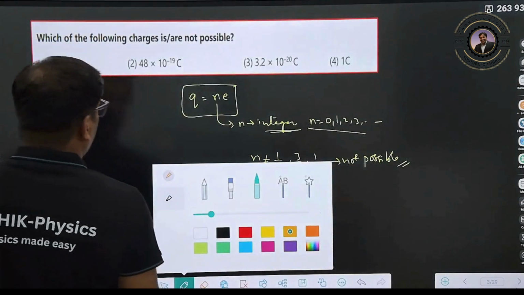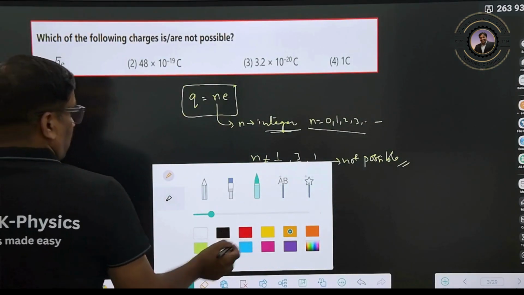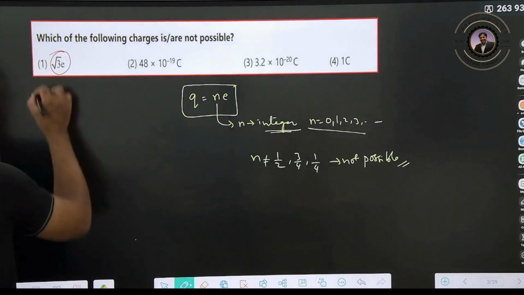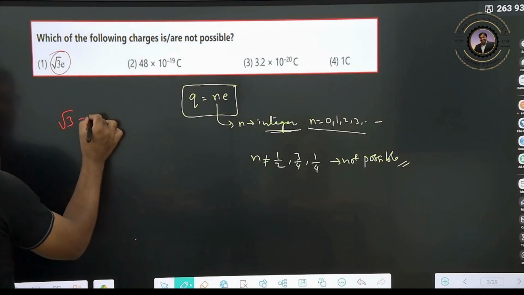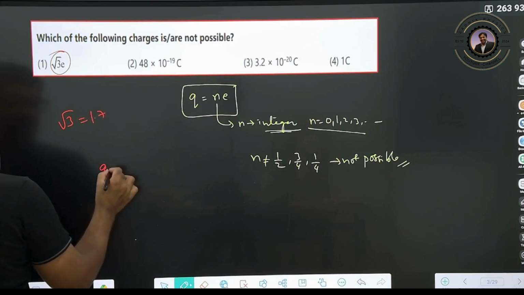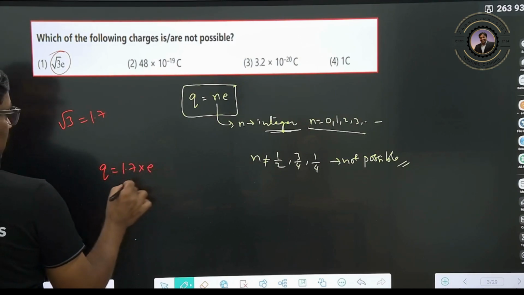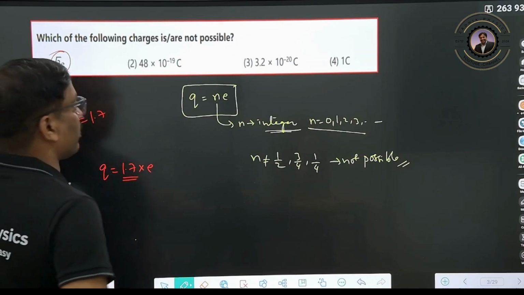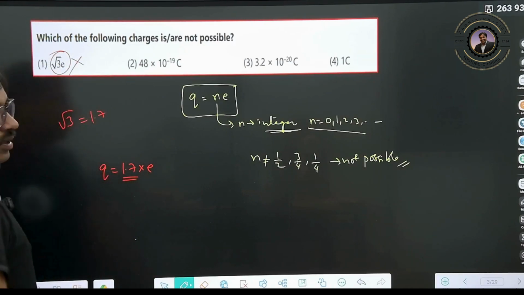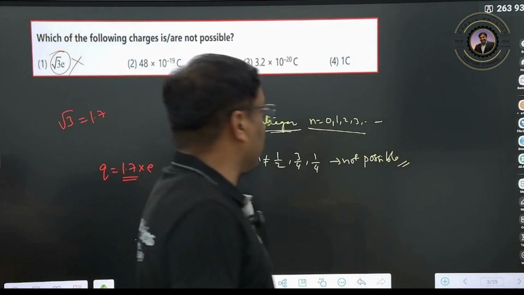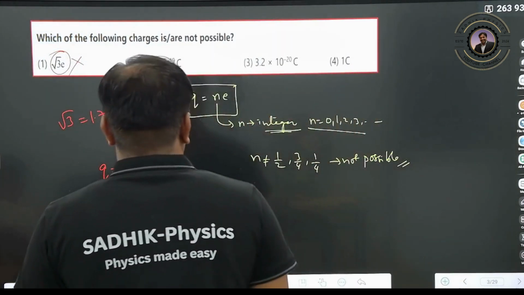Let us see here. The first one is root 3 e. Root 3 is nothing but 1.7. So Q equals 1.7 into E. A charge of 1.7 times E will not be possible. Therefore this is not possible. Root 3 times E is not possible.